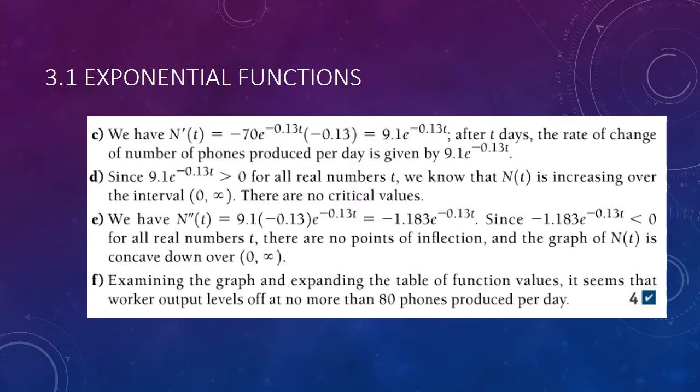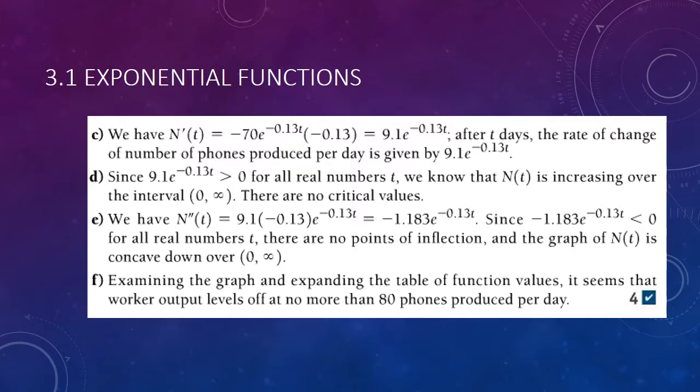Okay, so for C, taking the derivative, we have negative 70e to the negative 0.13t times negative 0.13t, which is 9.1e to the negative 0.13t. So that is the rate of change. This is greater than 0 because e is a positive number, you can't raise a positive number to a power and get a negative. So the whole thing is positive. It doesn't matter what t is, it's going to always be positive. So the entire graph is increasing. There are no critical values.